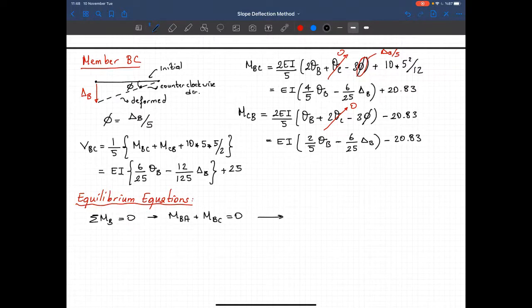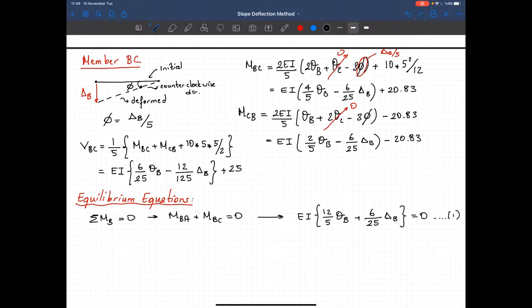So if I insert MBA and MBC into this equation, I obtain my first equilibrium equation, which is EI times 12 over 5 theta B plus 6 over 25 delta B equal to 0. That's my first equilibrium equation.